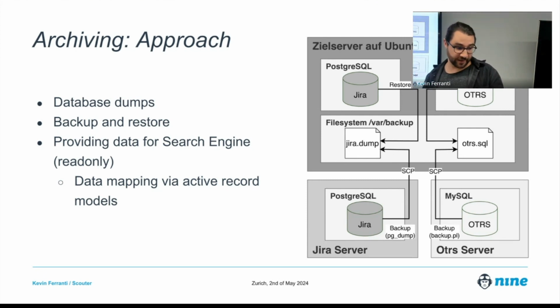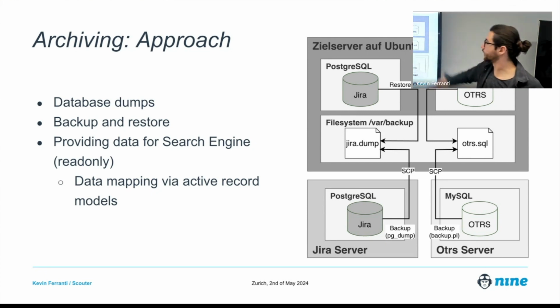So I took database dumps and I analyzed whether it's useful to archive data. And yes, it's very, very useful for it. So what I essentially did on the Jira and OTRS systems, I created a backup from the database management systems and stored it on the target server, on the file system. The database dumps just stay there. They are not being touched anymore, and they are automatically backed up by our systems. And then I just restored it onto the same database management system on the server. That's essentially what I did. It's very simple, yet effective.